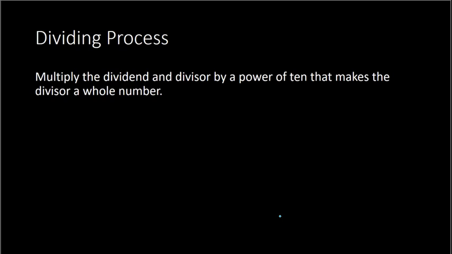So what we do is we multiply both the dividend and divisor, so both numbers, by some power of 10 that makes the divisor or denominator of a fraction into a whole number. So let's look at some examples here. Example 1, we have 18 divided by 0.6.